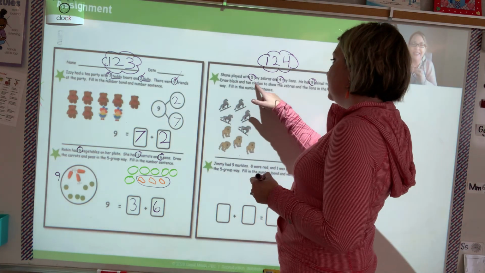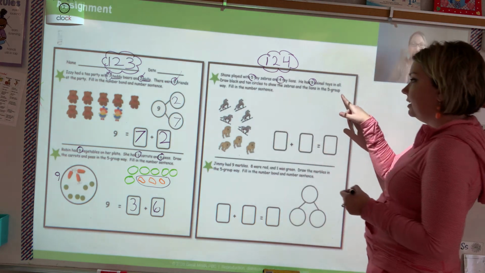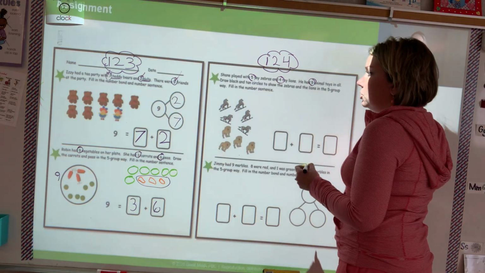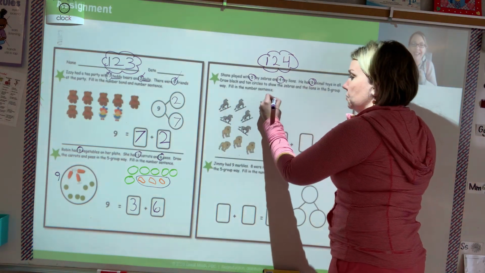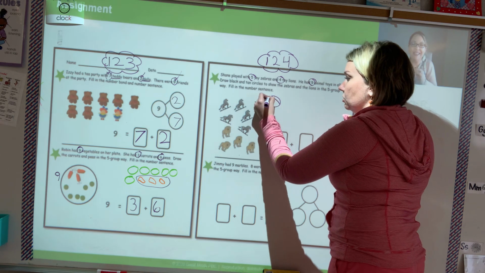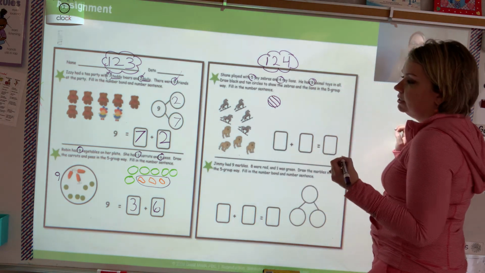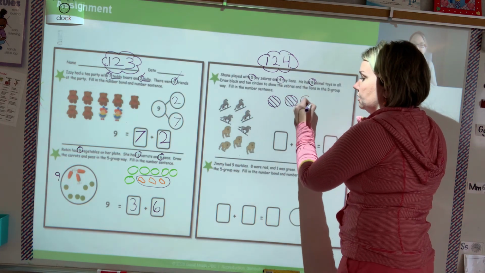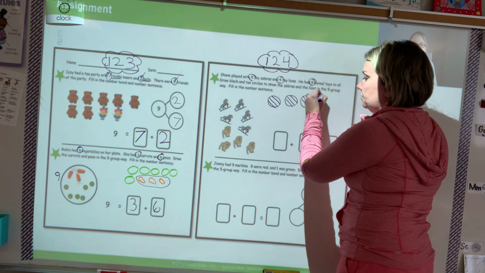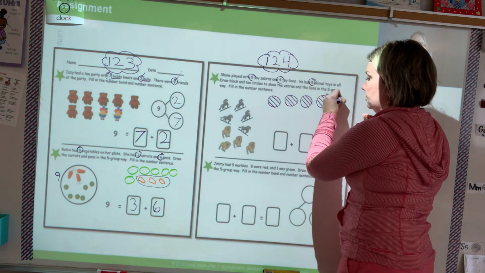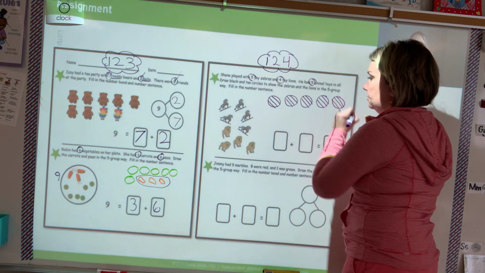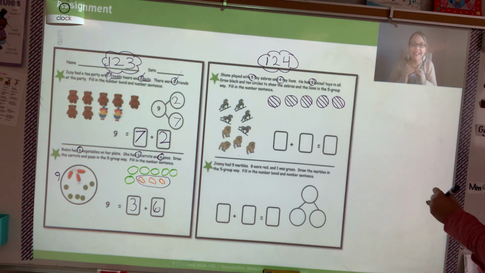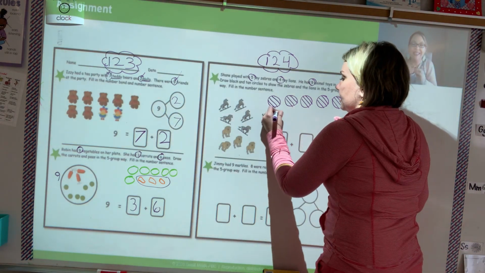Draw black and tan circles to show the zebras and the lions in the 5 group way. I like Anya's suggestion. It says there's 5 toy zebras, so you could draw a circle with some stripes for the zebra, because zebra has stripes, if you don't want to just do black and tan. And, whoops, 4 toy lions.